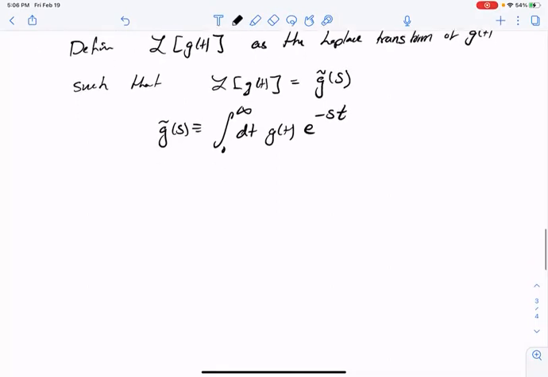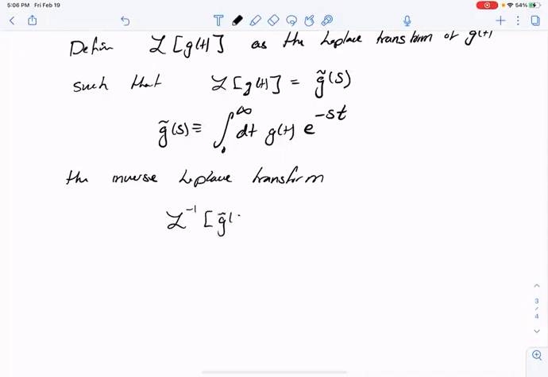The inverse, defined as, or denoted as L to the minus 1 of g tilde of s, should give us back g of t. The Laplace transform should be an invertible operation. Its calculation, however, is a little more complicated than the Fourier transform.